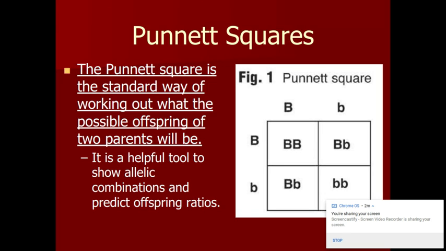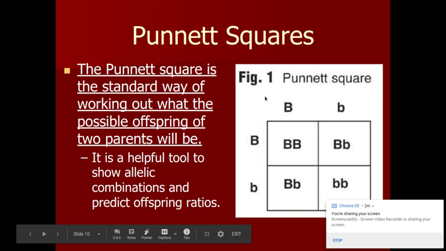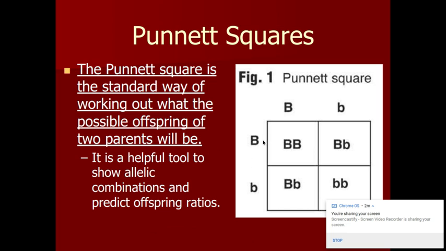Now, a Punnett square is a kind of standard way of working out what the possible offspring of two parents will be. Now, remember, a parent can only give one allele at a time. So it's kind of like a probability. The idea here is we're looking at the four most probable combinations of alleles that a person would get. So let's say we have a parent here and we have a parent here, okay? And this parent has a dominant and a recessive allele in their DNA, and this parent has a dominant and recessive allele in their DNA, okay?